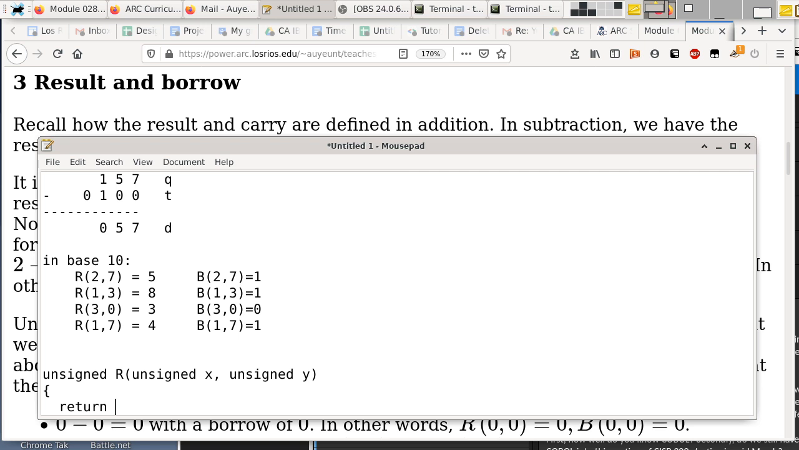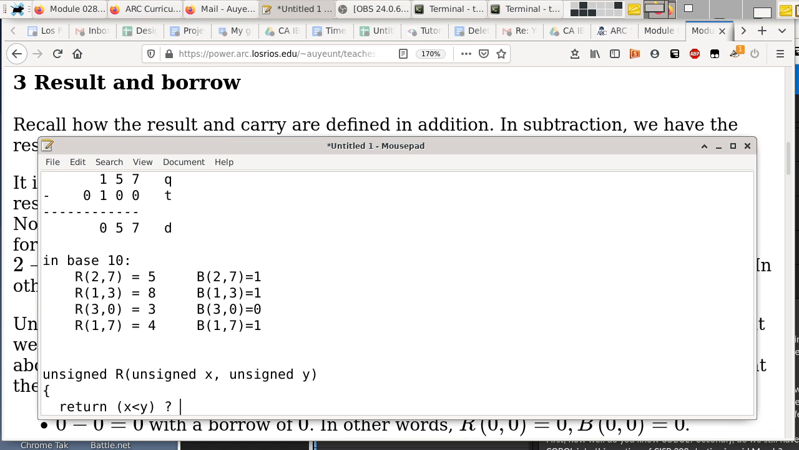Yes, back there. X is less than y. If x is less than y, okay, so we know x is less than y is some kind of important condition, right? Okay, so if x is in fact less than y, what should we be returning? No. This is the R function. This is not the B function. Yes? X times 10 minus y. Close.